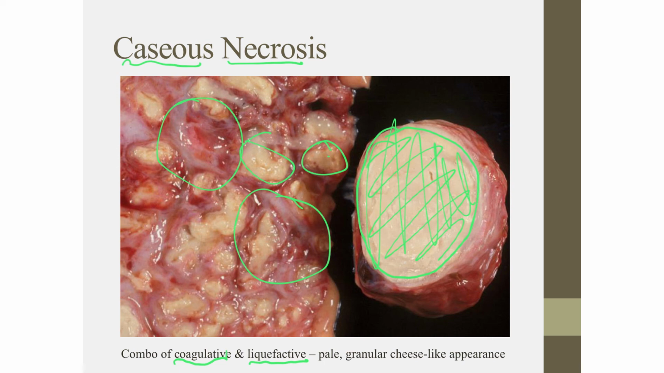So it's not like coagulation necrosis where things are dry. It's now started to caseate. It appears a little bit slippery, a little wet, and it's got that cheesy white-like appearance.